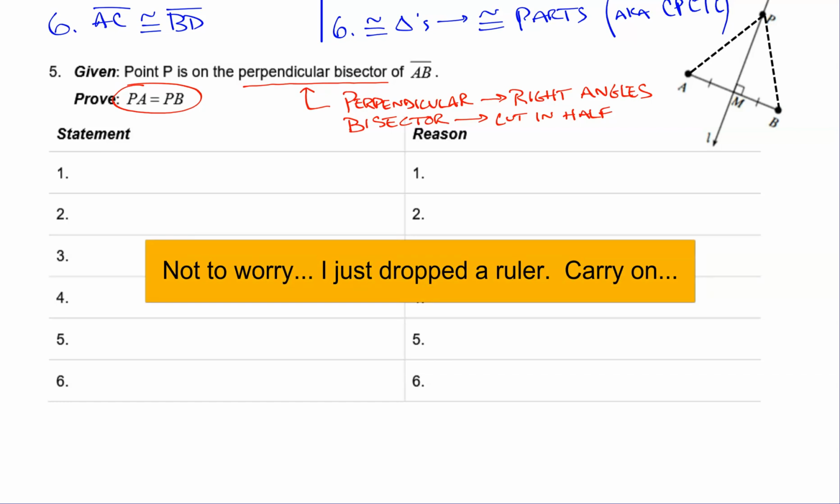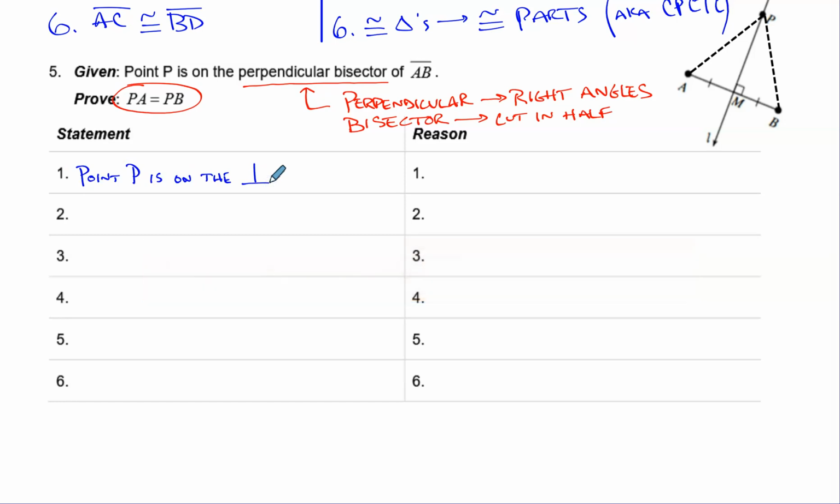First, we start with the given information. Upside down T is the symbol for perpendicular, by the way, so I'm going to abbreviate it there. Given. Bam. Step 1, statement and reason are done. Step 2. This is already shown in the picture.